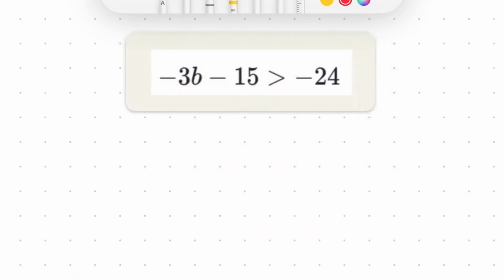To wrap up everything we have learned in this video, I have one last problem that I would like all of you to attempt. Negative 3b minus 15 is greater than negative 24. So remember that we want to try and isolate the variable b. And to do this, I would first add 15 to both sides of the inequality. Doing so cancels out the negative 15 from the left-hand side. And we're left with negative 3b is greater than negative 9.